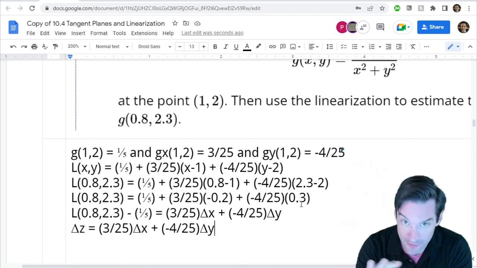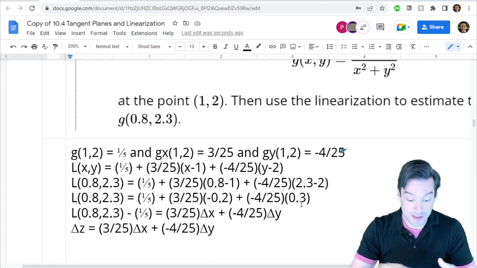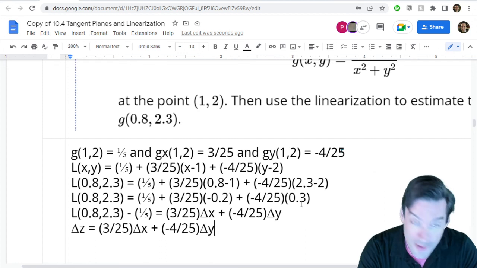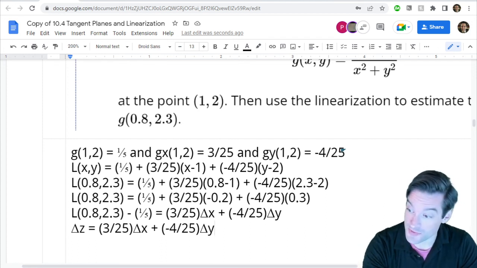And so what we're going to be able to do with this next is to use this idea of linearization in our quest to figure out what a chain rule should look like for functions of several variables.